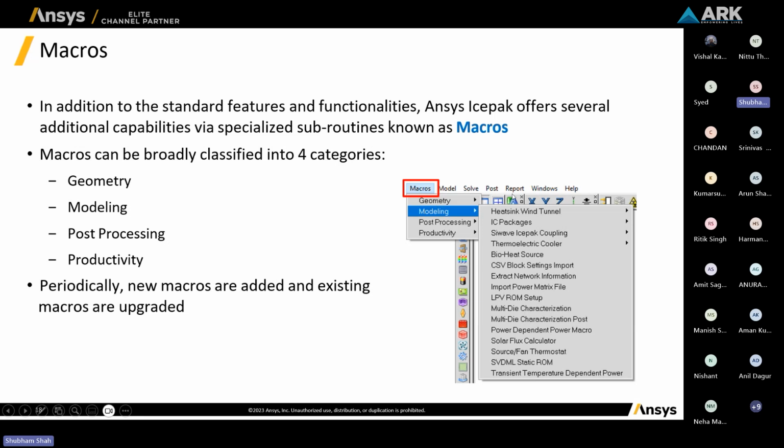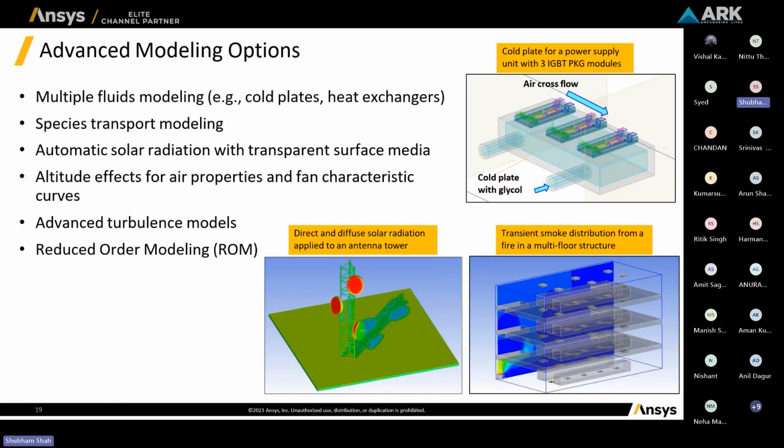When you open each of the components separately, let's say you have opened modeling, a heat sink wind tunnel is available, IC package is there, Icepak cooling coupling is there, thermoelectric cooler is there. These are the different types of capabilities which are already present in Icepak under macros. These are a few of the advanced modeling options.